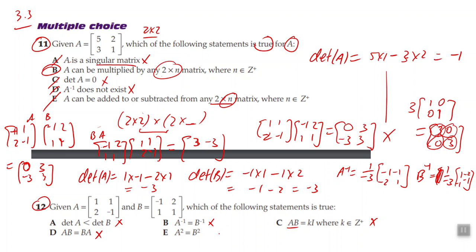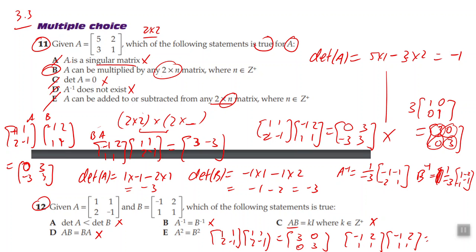A squared equals B squared. So A squared, 1, 1, 2, -1. Multiply by itself. So we've got 3, 0, 0, and we've got 3. B squared is -1, 1, 2, 1, multiplied by itself. So that equals 3, 0, 0, 3. So E is your answer.